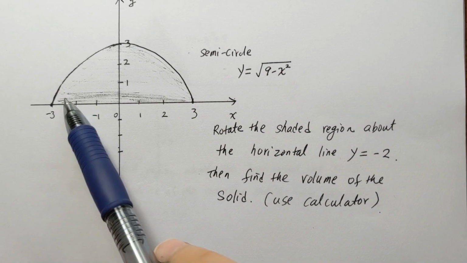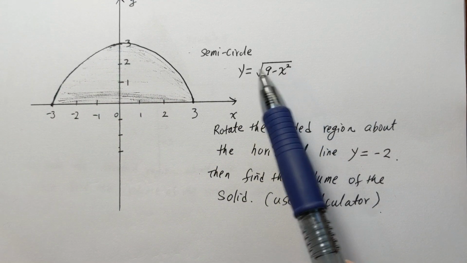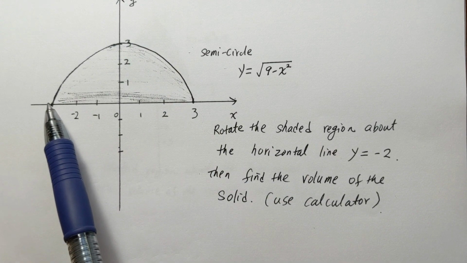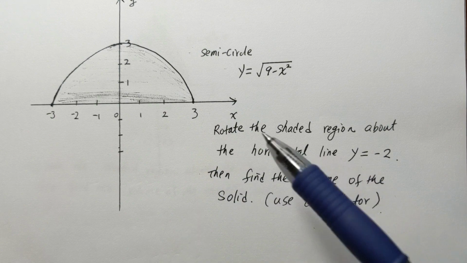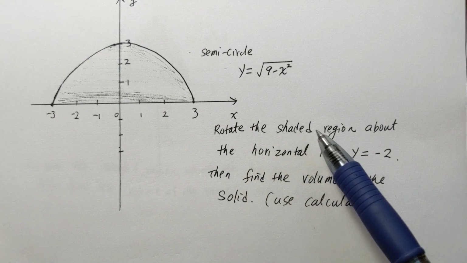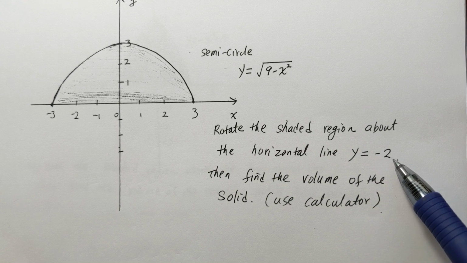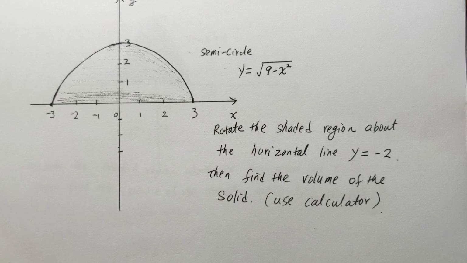So we have the semicircle y equal to square root of 9 minus x squared, and this is the shaded region underneath the circle, bounded by the semicircle and the x-axis. Rotate the shaded region about the horizontal line y equal to negative 2. Then find the volume of the solid.